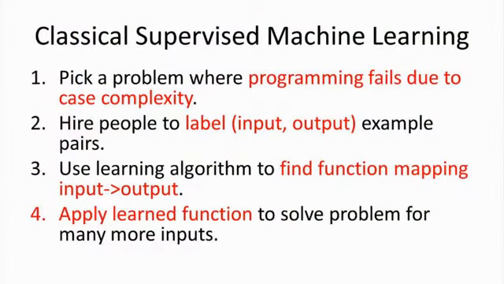Okay, so these are just examples of machine learning. It's helpful to understand what the characteristics of machine learning problems are. There are several basic paradigms of machine learning which exist right now. The one that we're going to focus on for most of the class is supervised machine learning. In supervised machine learning, you pick a problem where you can't program the solution very easily, where you fail due to case complexity.